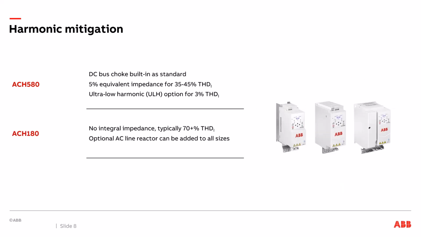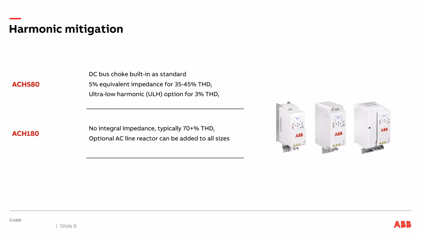Now taking a look at the ACH180, it's got no built-in DC bus choke, no built-in AC line reactor. As a result, you're going to see harmonics at least double of what you'd see out of the ACH580. So harmonics are bad, so doubling it is bad. You can add an additional AC line reactor in front of it, so that's going to be a separate device that gets mounted in the same panel as the ACH180.